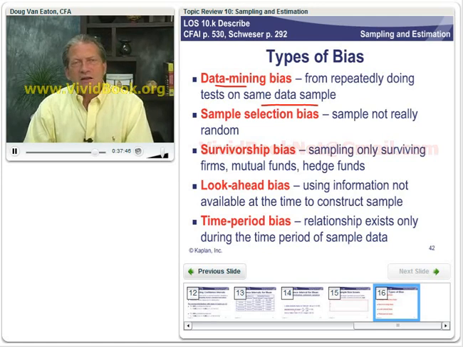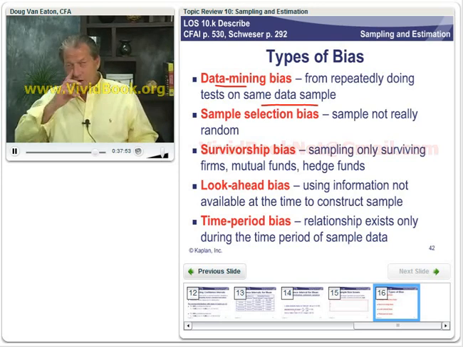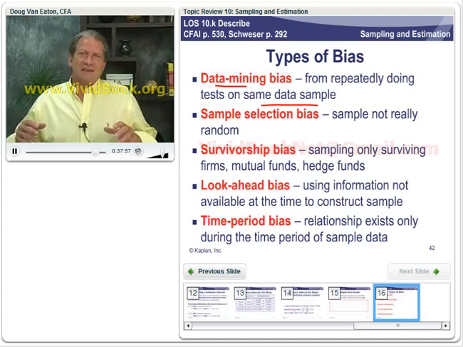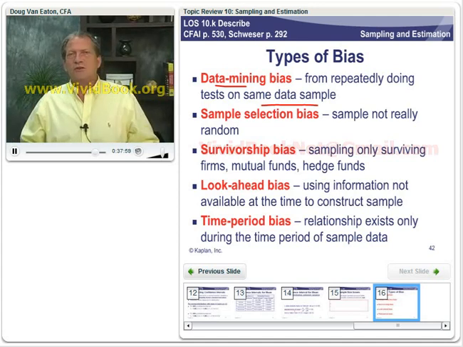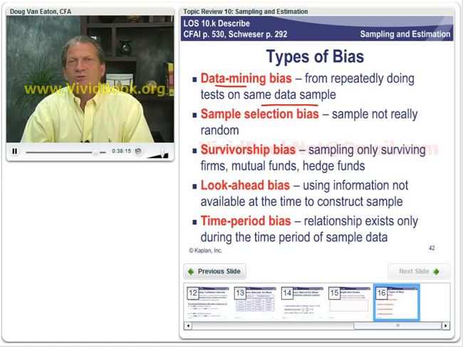So what data mining bias says, well, and it doesn't have to be a single researcher. If we've got 10,000 researchers out there trying different portfolio construction metrics and testing them on the same data to see if they beat the market, high positive abnormal returns over the period, well, 5% of the time we're going to find something just by chance. And that's your data mining bias.